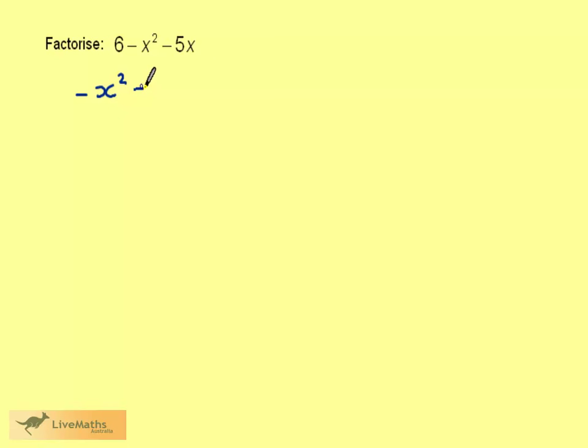We want to factorize 6 minus x squared minus 5x. Writing in the usual order, we have minus x squared minus 5x plus 6. Note this is a minus 1. We need our numbers to multiply to give minus 1 times 6, which is minus 6, and they need to add to give minus 5.